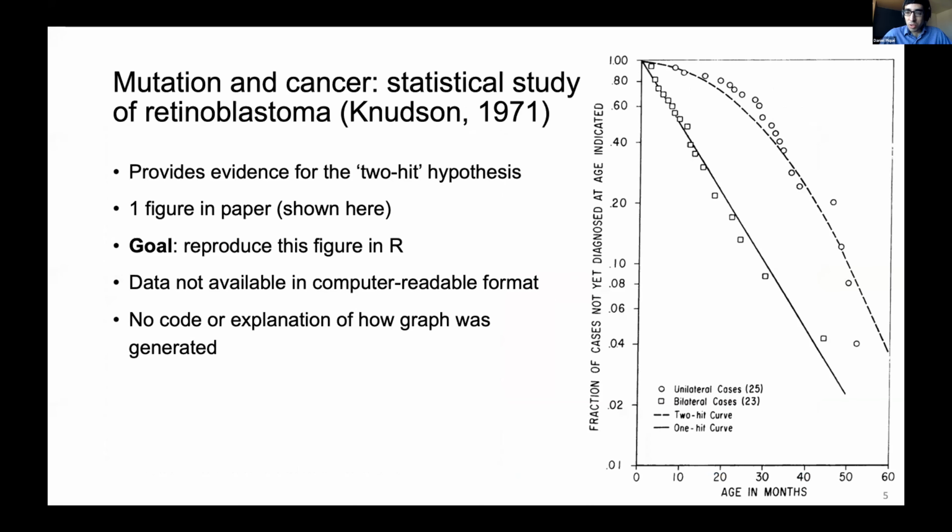So I'll just briefly introduce the study and the figure that I've tried to reproduce. This study is titled Mutation in Cancer, Statistical Study of Retinoblastoma. The reason it's so influential is because it provides evidence for something called the two-hit hypothesis, which is that two hits in a tumor suppressor gene, i.e. two mutations, are required for a cancer to develop.